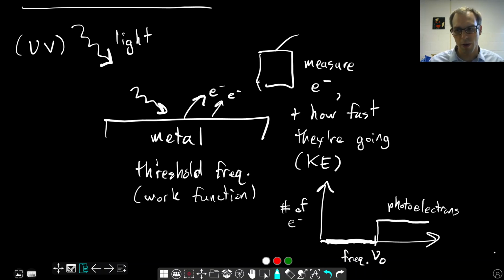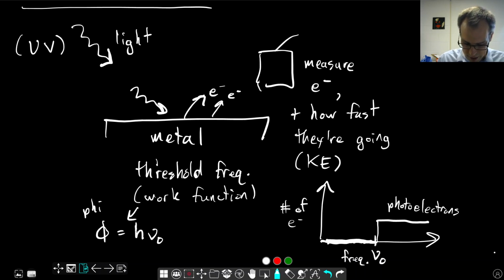Okay, so classical physics couldn't explain why it would depend on this value of the threshold frequency, or the work function, which is different from metal to metal. When we call it the work function, we give it the symbol phi, yet another Greek letter, and this is just equal to h, Planck's constant that we talked about in the last video, times that threshold frequency. The threshold frequency we call nu with a 0, just to indicate that's the minimum value of the frequency that actually produces photoelectrons.